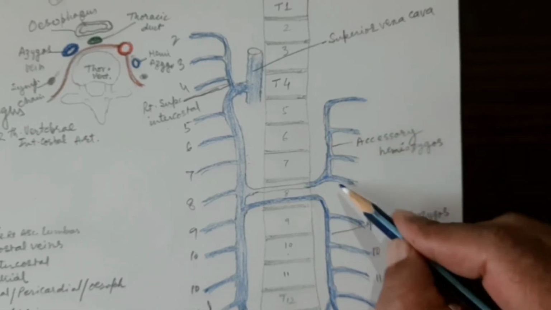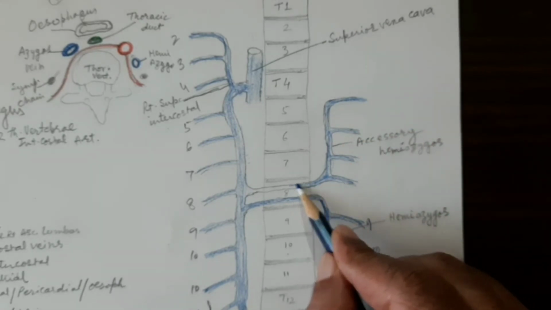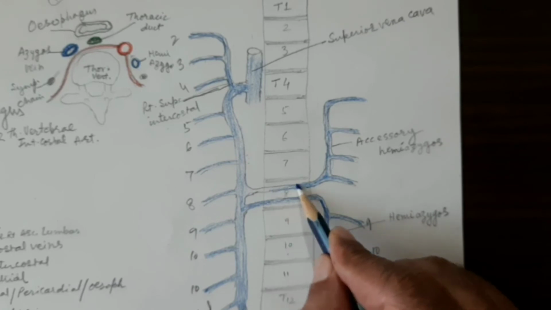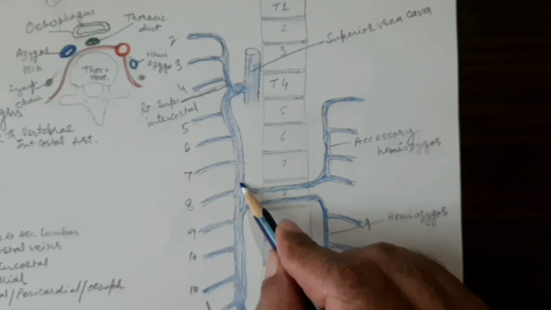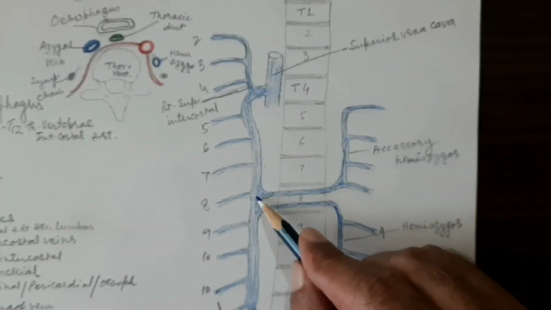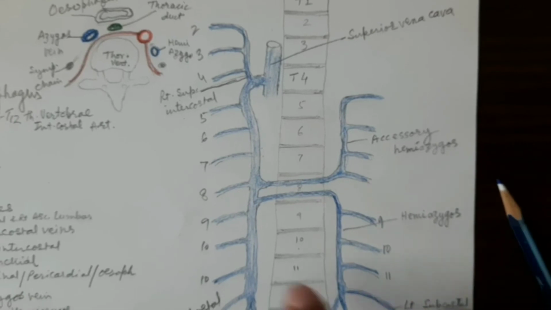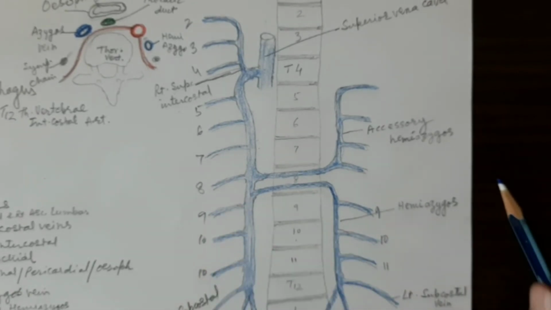Ultimately this accessory hemiazygos, which is formed by 3 or 4 posterior intercostal veins, will cross the body of the 8th thoracic vertebra near its upper border, and then it pours its blood into the azygos vein, into the azygos vein.